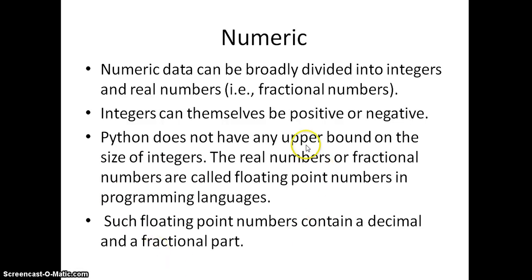Numeric data can be broadly divided into integers and real numbers. Integers mean whole numbers, for example 0, 1, 2, 3, etc. Real numbers are fractional numbers, say 4.5, 7.8, etc. Fractional numbers are also called floating point numbers. Floating point numbers contain a decimal and a fractional part. Also, there is no upper bound on the size of integers, so an integer of any size may be given.